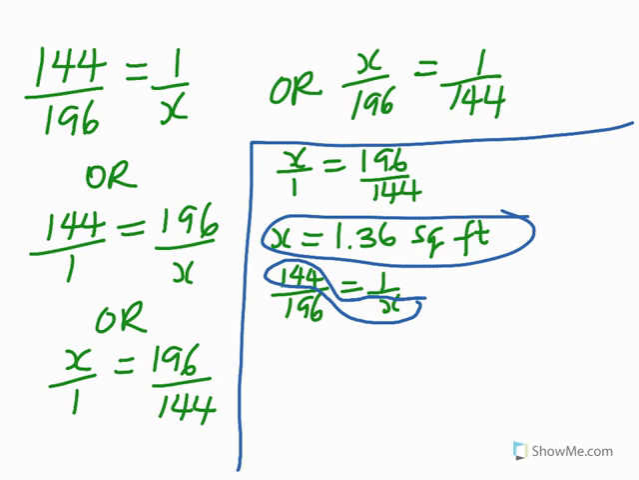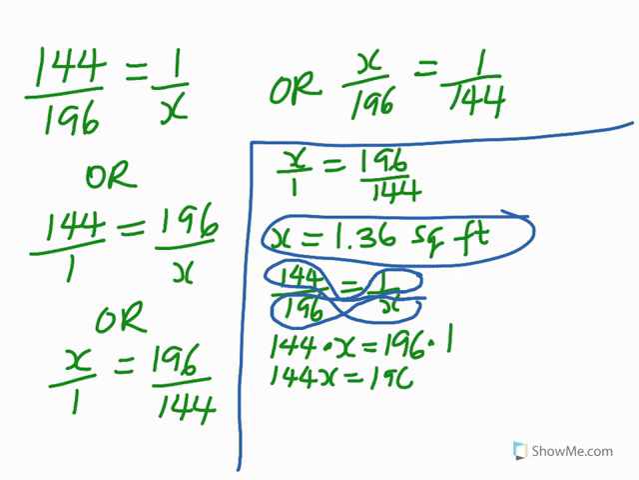So I'll multiply the numerator of the fraction on the left hand side with the denominator of the fraction on the right hand side, and I will equate it to the multiplication of the numerator of the fraction on the right hand side with the denominator of the fraction on the left hand side. So I now have that 144 times x is equal to 196 times 1. So I have that 144x is equal to 196.